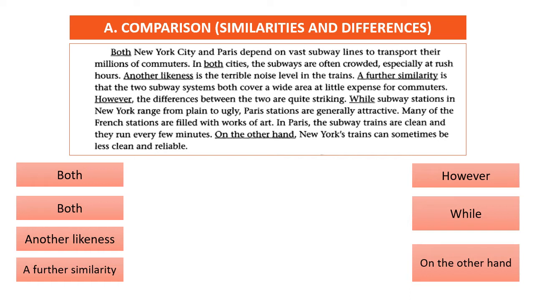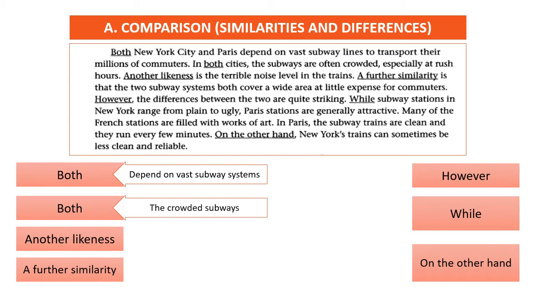Well, what are the differences of the signal words? What do you think? Let's start from the first signal word, which is both. So here, both, it refers to the first similarity between New York and Paris, which is their dependence on fast subway systems. What about the second, both? Alright, so this is the reference of the similarity between the two cities.